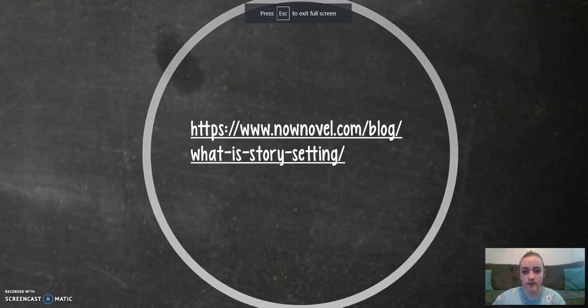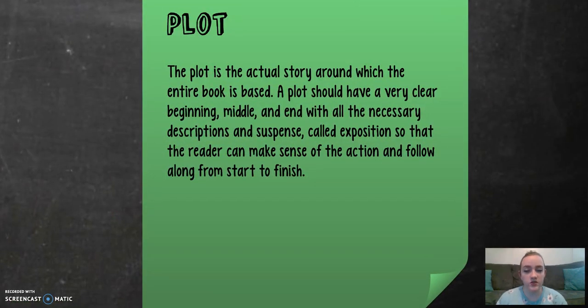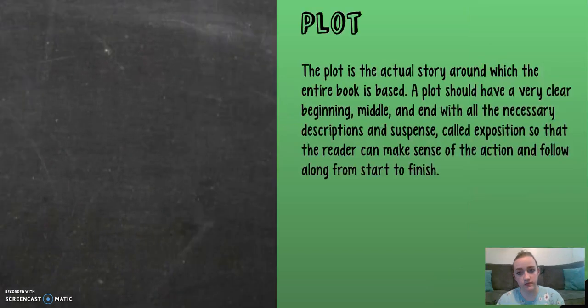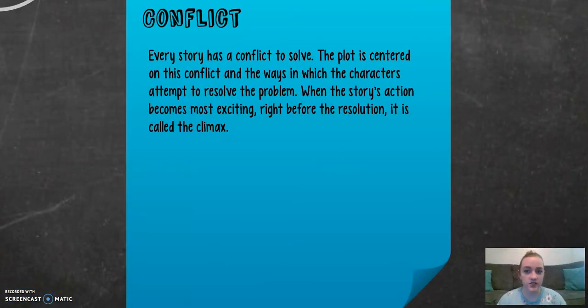So next, we've got the plot. The plot is actually the story that you're telling. The plot has ups and downs. It has a beginning, middle, and end. This is important. Every story that you write has to have a plot. And then we've got the conflict. The conflict is a problem that happens in the story that the characters have to solve in some way. That could be through a battle or by working together to solve a problem or something like that. But it involves a problem that the characters work to solve.